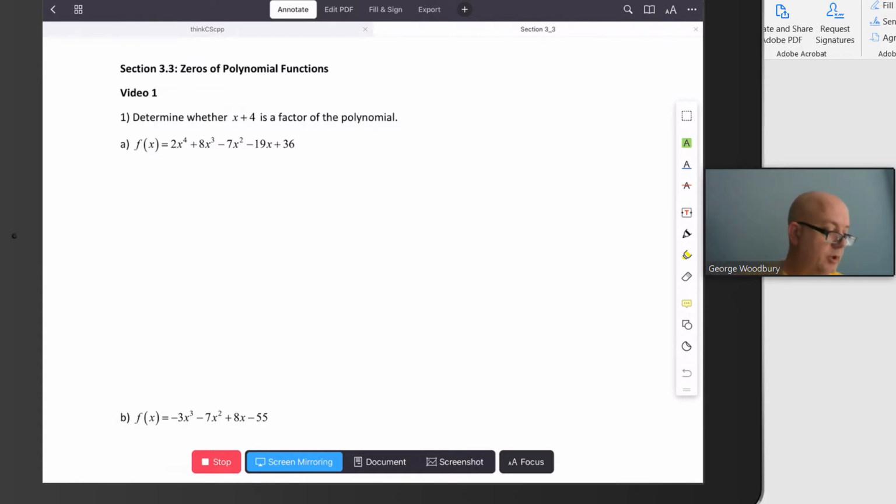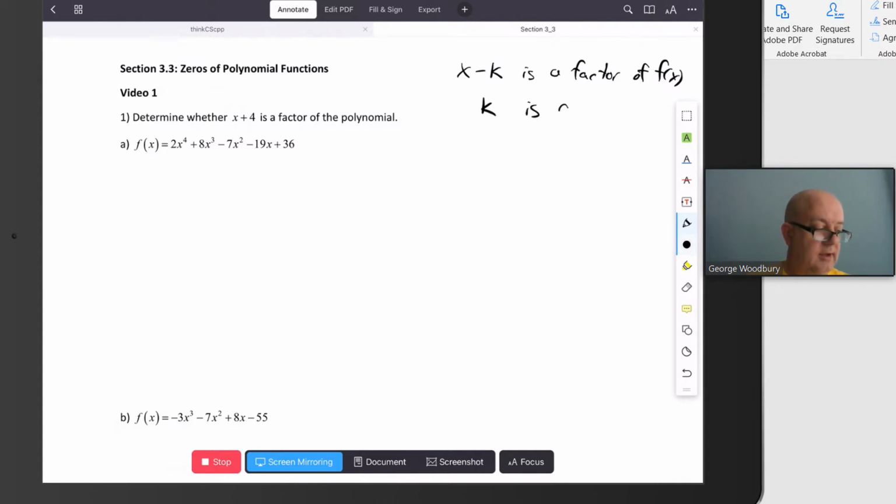we're going to be working to determine whether a linear expression is a factor of a polynomial function. And the thing to remember here is that if x minus k is a factor of f of x, then that means that k is a 0 of f of x. And if we think about synthetic division, that means that the remainder would be 0.